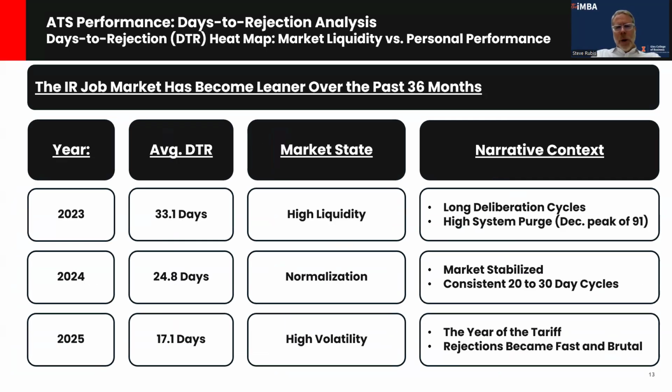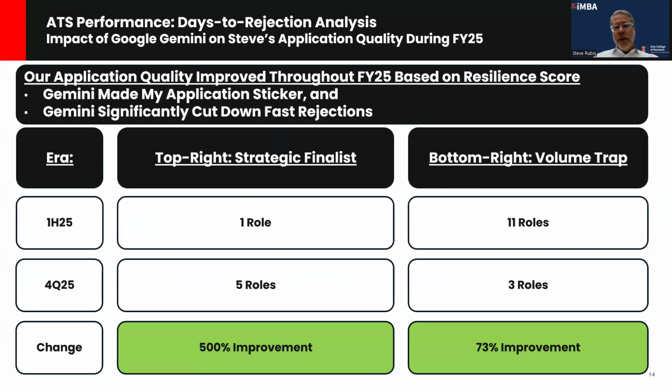And as you can see, the market has gotten much more efficient and quicker to reject people throughout the last 3 years. And finally, this really vividly illustrates the value of Gemini in a job search or any AI platform that you want to use, as we're seeing a lot more strategic finalist roles, and we're really getting rid of being the quick hook in the job search.